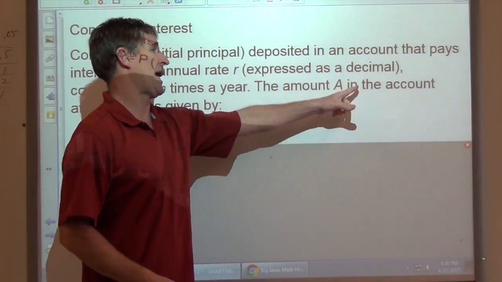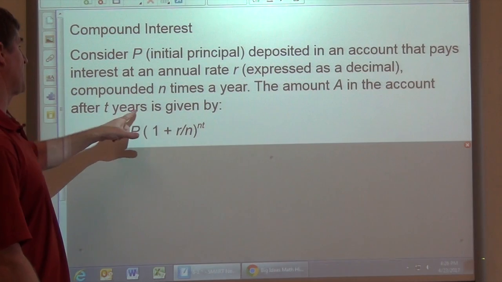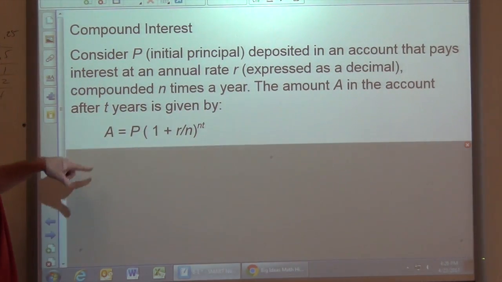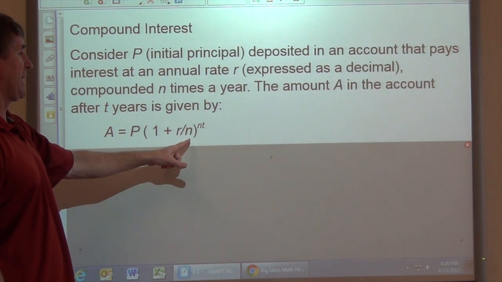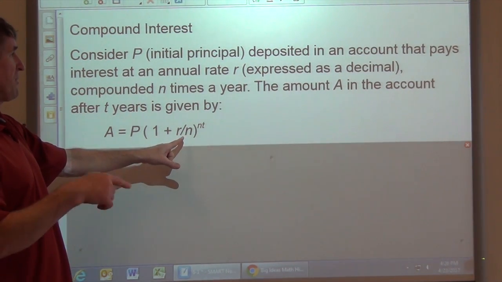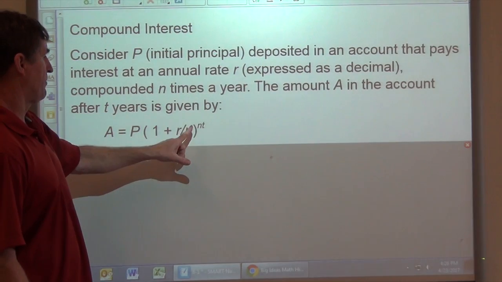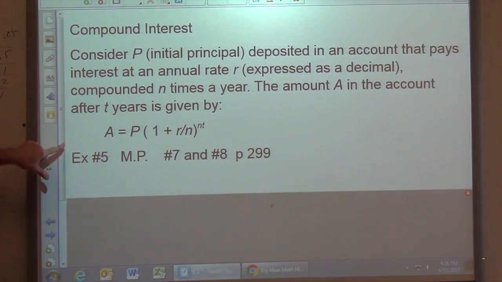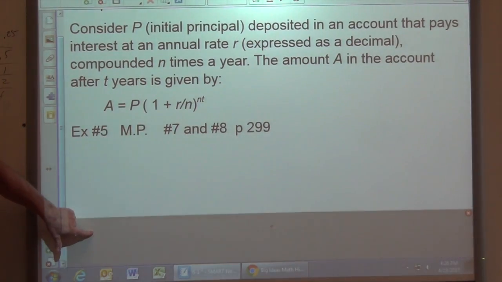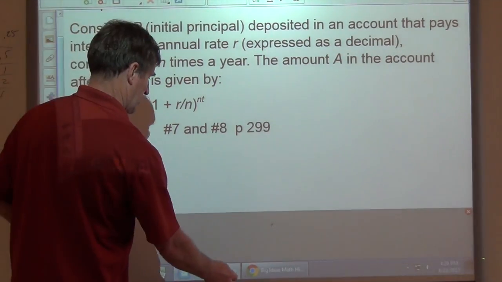So it says the amount A in the account after t years is given by the formula A equals P times 1 plus r divided by n. Remember, n is the number of times that they're going to compound it yearly. And then to the n times t power. So we're going to look at example number 5 in the textbook.